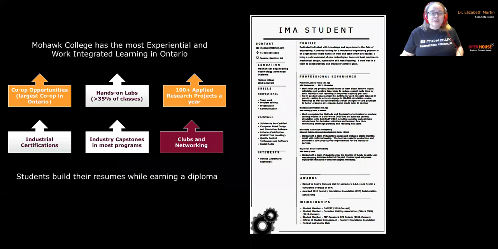Finally, we've got industry capstone classes. What that means is that they're more senior projects where you'll work with a faculty member on a project of your own. And then outside of the classroom, there's all kinds of other opportunities in the form of clubs and networking. So the idea here is build your resume while you're in school so that by the time you get to the end, you have a really solid offering for employers.